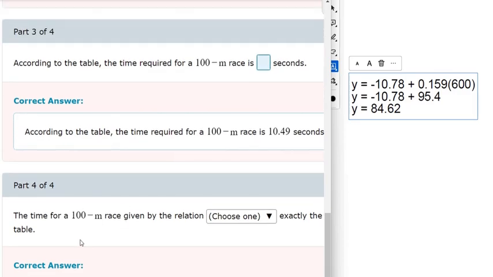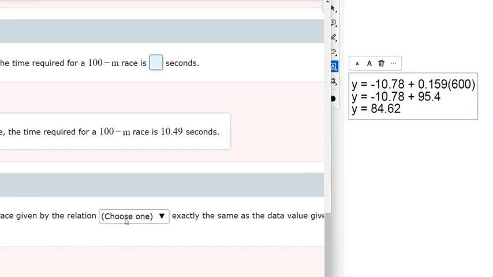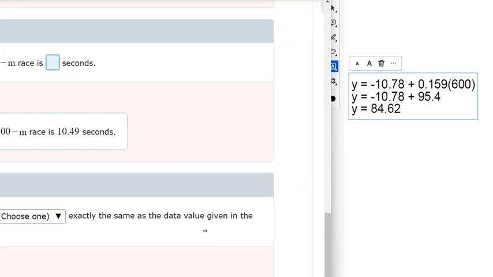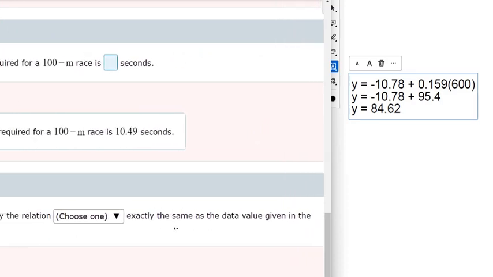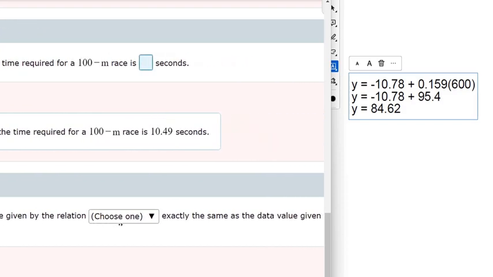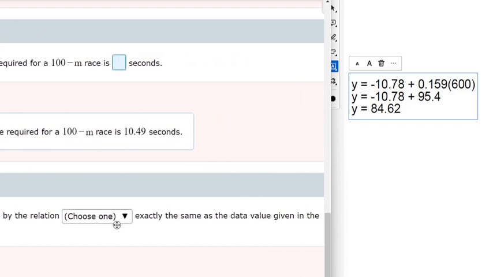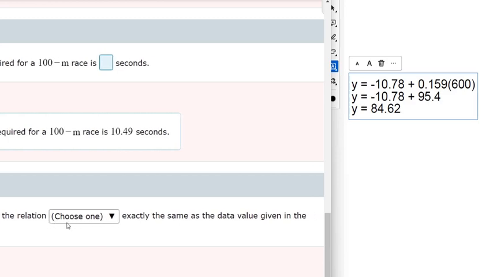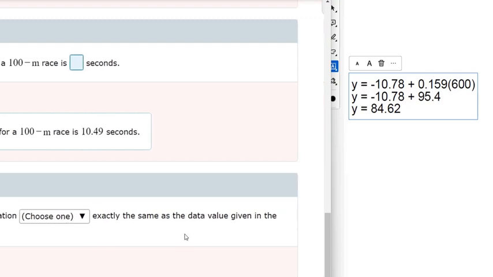Part 4 says the time for a 100-meter race given by the relation blank. I don't know what they're saying. I guess the words they're looking for is that it's not... I don't know what the dropdown is, but it is not exactly the same as the data value given.